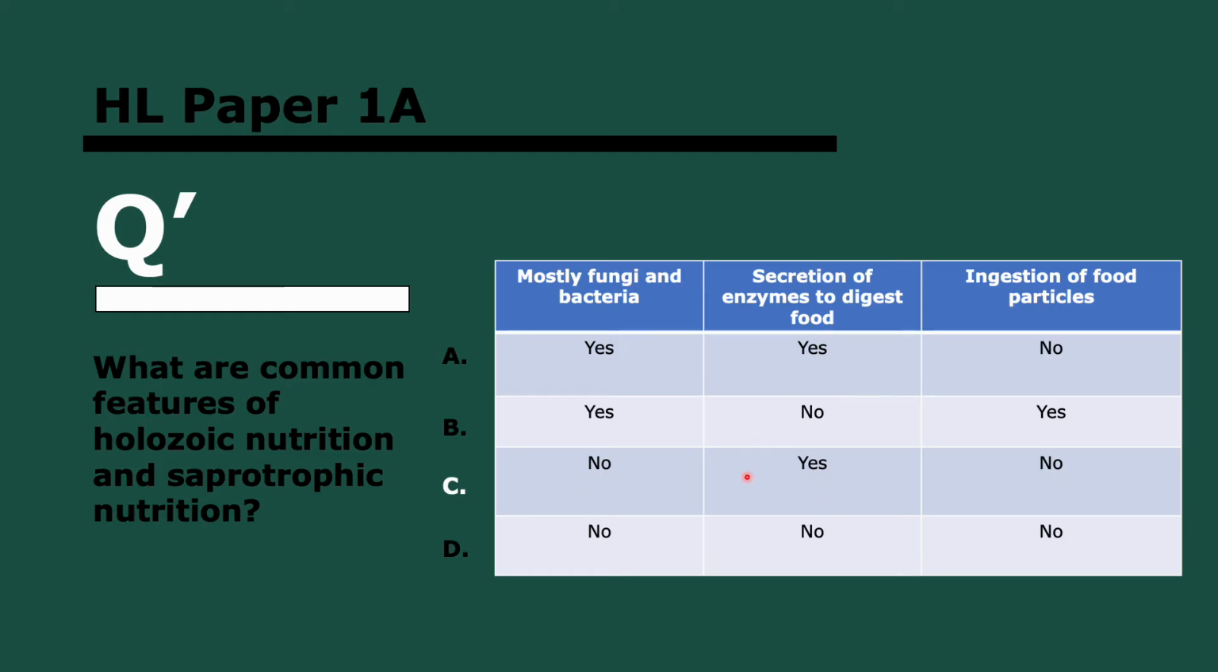So, however, both secrete enzymes to digest food. Just remember that in holozoic nutrition, it's internal digestion. In humans, for example, in the stomach, we digest the food. Saprotrophs release the enzymes, but it's still secretion, nevertheless. And finally, ingestion of food particles. That's only true in holozoic nutrition, internal digestion. In saprotrophic nutrition, remember, they just ingest the nutrients after digestion. Okay.